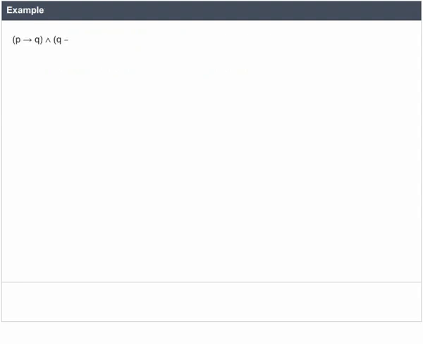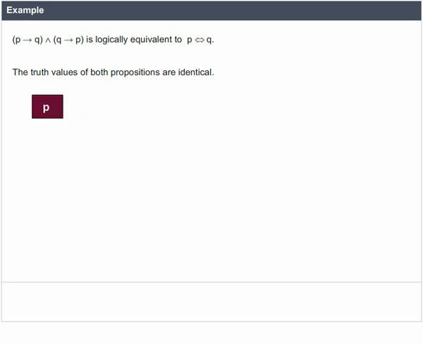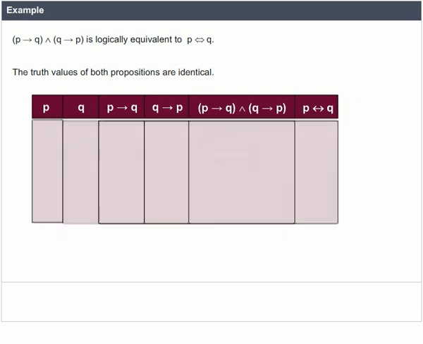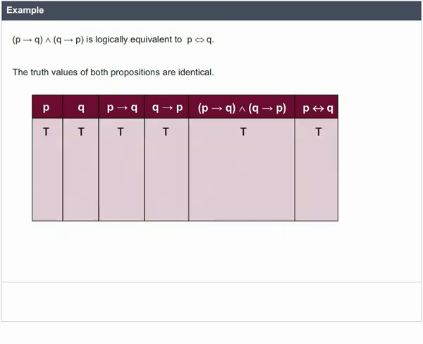P implies Q and Q implies P is logically equivalent to P if and only if Q. The truth values of both propositions are identical. The table shows 6 columns. First column P, second column Q, third column P implies Q, fourth column Q implies P, fifth column P implies Q and Q implies P, sixth column P if and only if Q. We're going to see the table row by row. First row: T, T, T, T, T, and then T. Second row: T, F, F, T, F, F. Third row: F, T, T, F, F, F. Fourth row: F, F, T, T, T, then T.